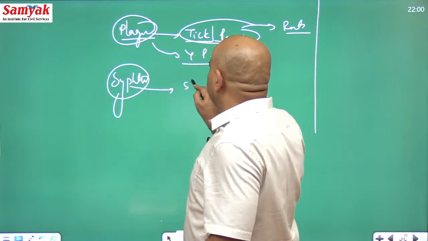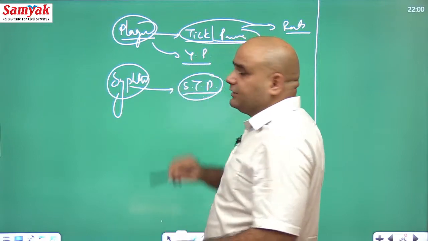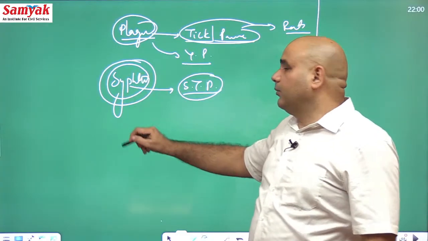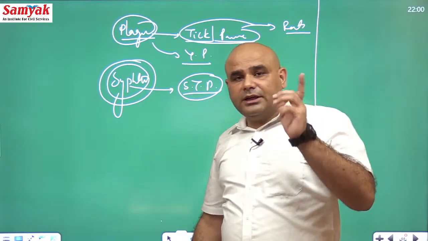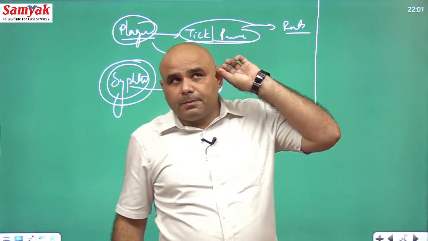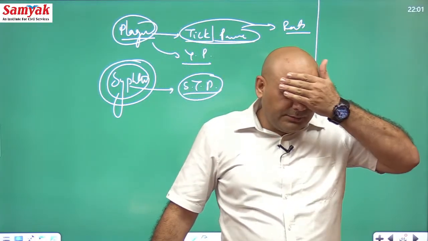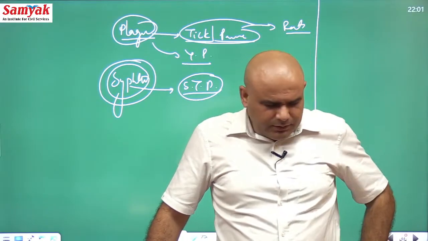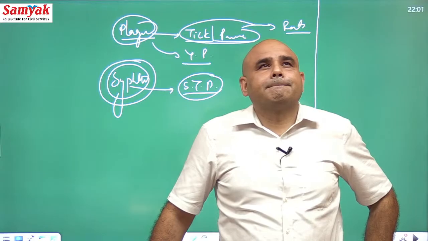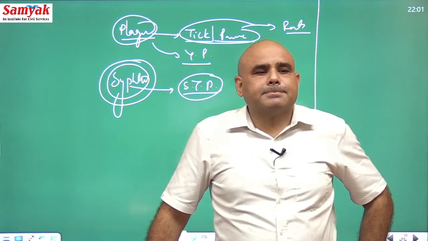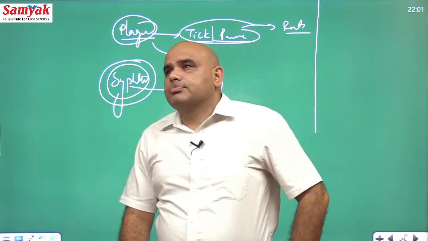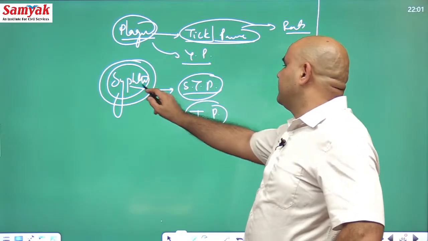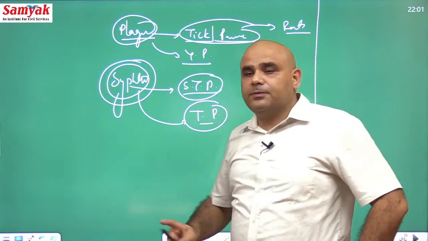Syphilis is an example of STD, sexually transmitted disease. Now, the bacteria of syphilis is... it slipped out of my head. Let me recall the name of the bacteria of syphilis. Yes, Treponema pallidum. Treponema pallidum is the name of the bacteria of syphilis.